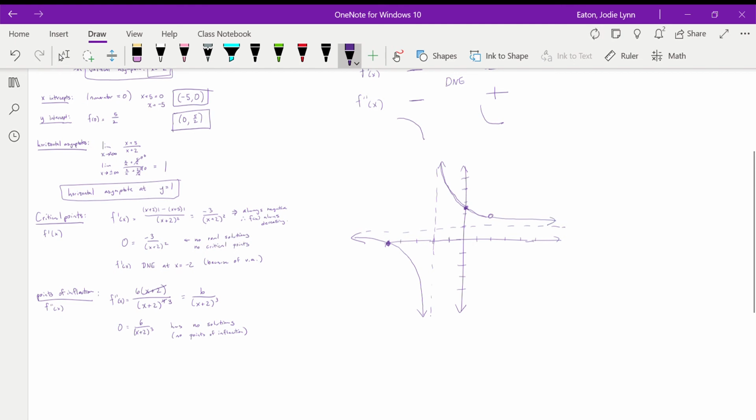And we are going to write in y equals 1, x equals negative 2, the point 2, 7/4, the point 0, 5 halves, and the point negative 5, 0. Those are the key points that we want to make sure we get into our graph so we know that those are accurate.